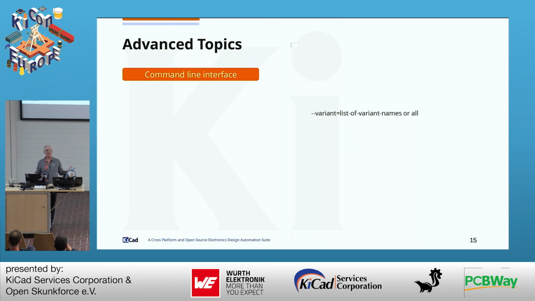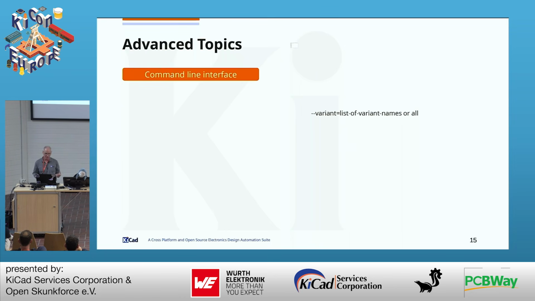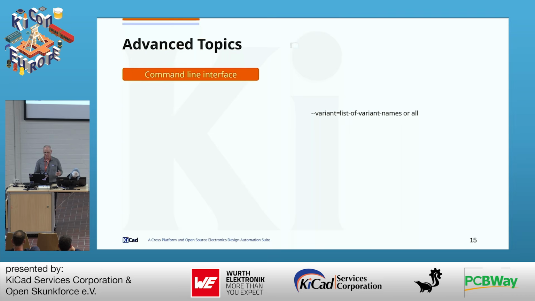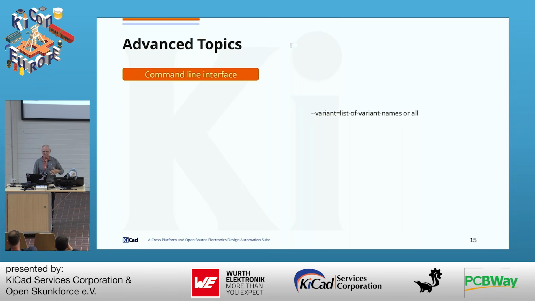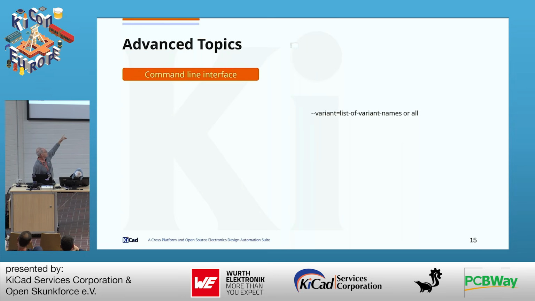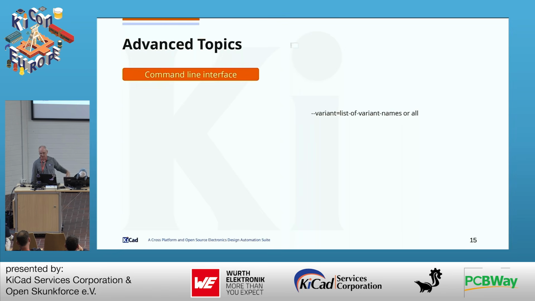Of course, that's why we have the command line tool or the job sets available. So the command line interface will have a new option called variant, obviously. By default, if you leave this unset, it'll be the default or the base design. This could be either a list of variant names, maybe you want to print out three or four variants, or all. If you use the all keyword, you'll print out every variant.